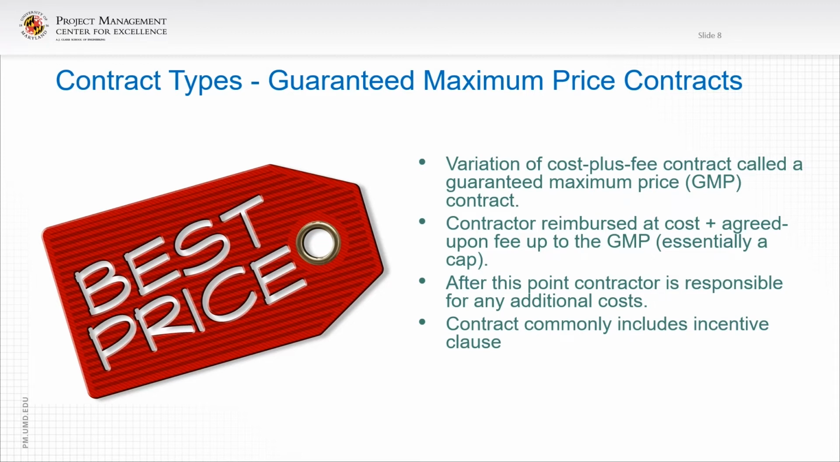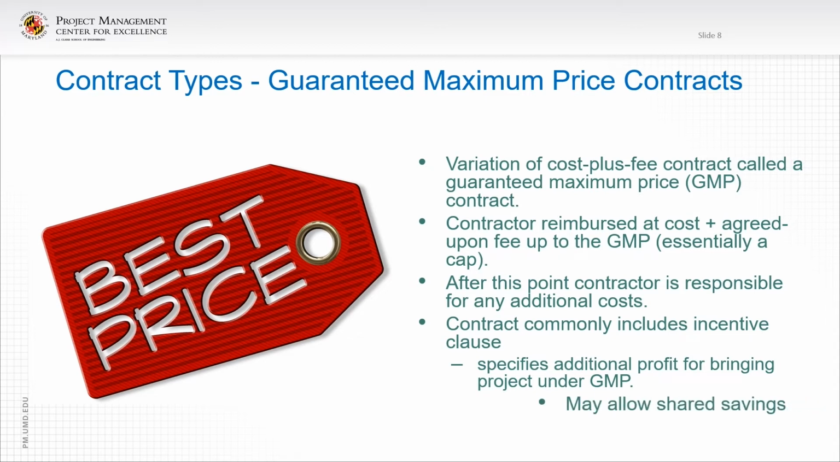The contract commonly includes an incentive clause, trying to get the contractor to bring the costs in under the GMP. Specifically, additional profit for bringing the project under the GMP. That is, usually there's a cost sharing between the owner and the contractor for bringing in the actual costs under the estimated guaranteed maximum price amount.